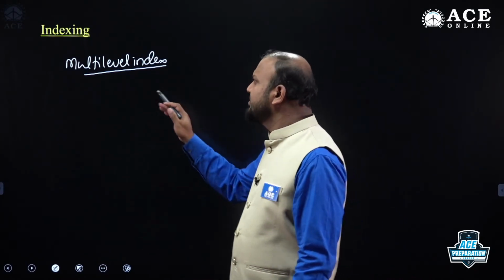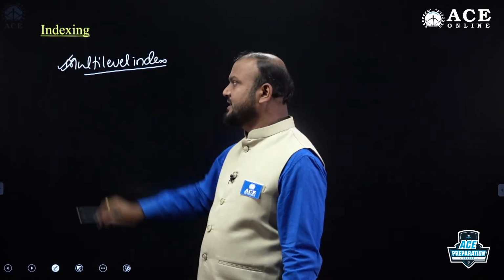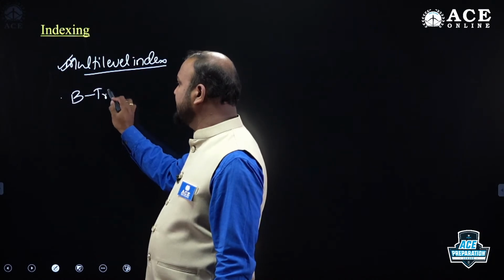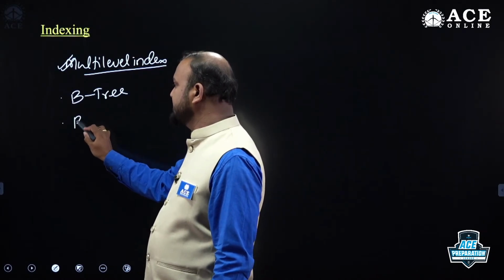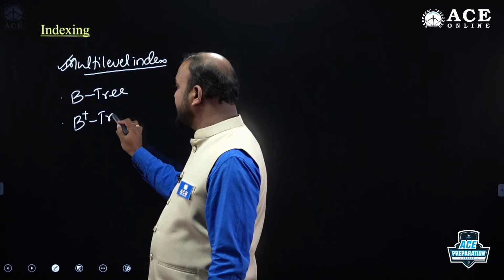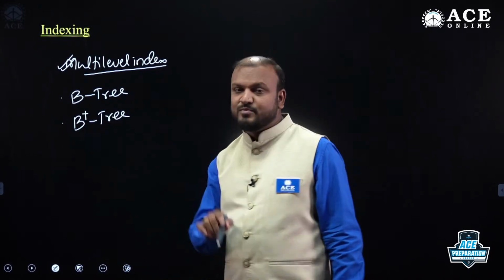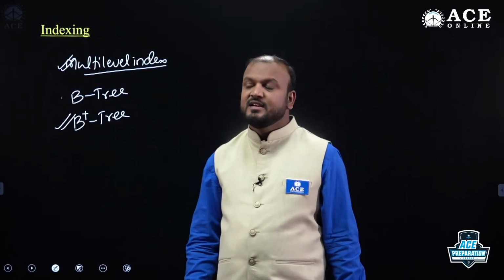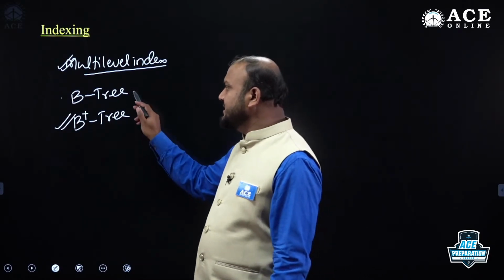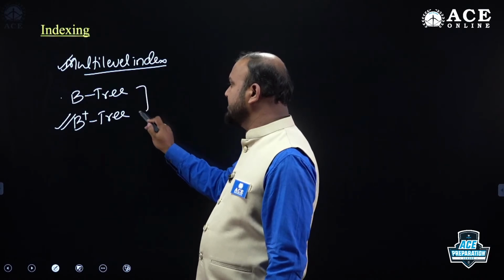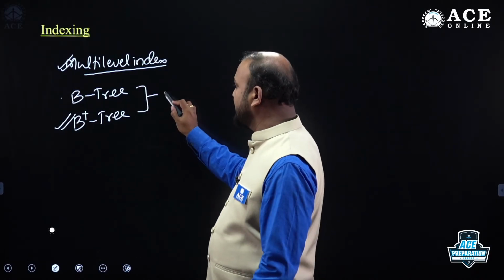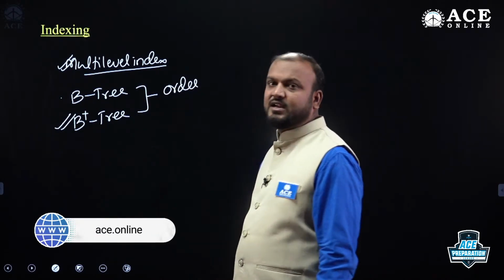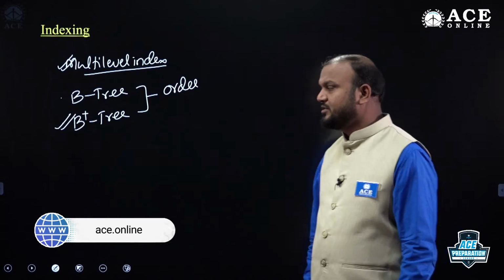Okay, there are 2-3 questions you can see on multi-level index, but the majority of the questions are on B tree and B plus tree. This is important. And even if you ask me, sir, in B tree and B plus tree, which is more important, I can definitely say B plus tree is more important. The majority of the questions are asked on B plus tree. Now look, in B tree and B plus tree, the common type of questions asked is on orders: order of B tree and order of B plus tree leaf node and internal node.